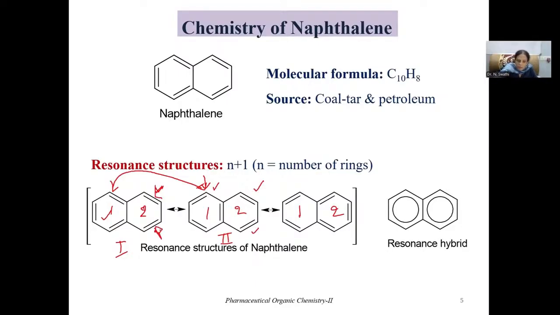The other 2 double bonds in the second ring in the second structure are also similar to those of the first. Only we have changed the position of the double bonds in the first ring. That is the only difference between the first and second resonance structures.